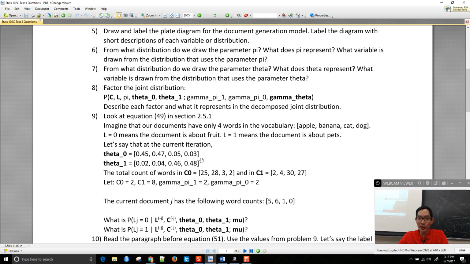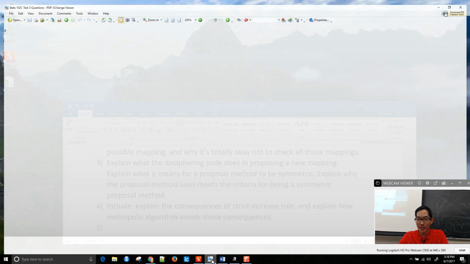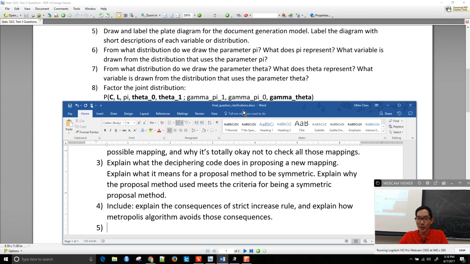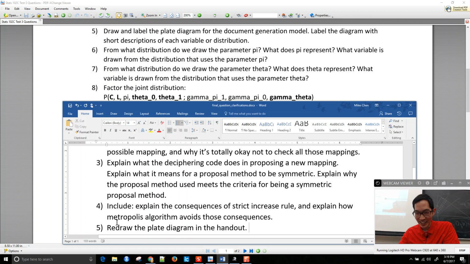All right. Draw and label the plate diagram for the document generation model. Label the diagram with short descriptions of each variable or distribution. Basically, there is a plate diagram in that handout, and you're just going to redraw that thing, but you're going to explain what each of those things mean. That's going to be worth like 2 points. Can you copy the diagram? No problem.